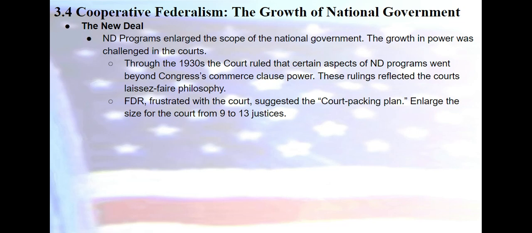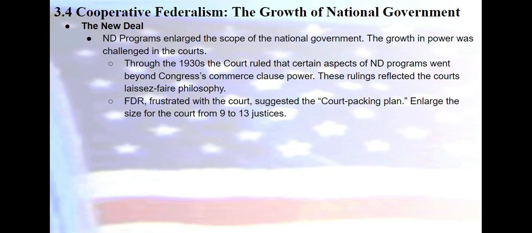The New Deal programs enlarge the scope of the national government, and with the growth in power, you also see challenges or pushback from more conservative elements, and they do so through the courts. Through the early 1930s, the court was ruling that certain aspects of New Deal programs went beyond Congress's Commerce Clause powers. That Congress, with FDR's backing, was exceeding its authority under Commerce Clause power, and therefore the court was ruling a lot of provisions of the New Deal unconstitutional. These rulings reflected the court's laissez-faire, hands-off philosophy during this era.